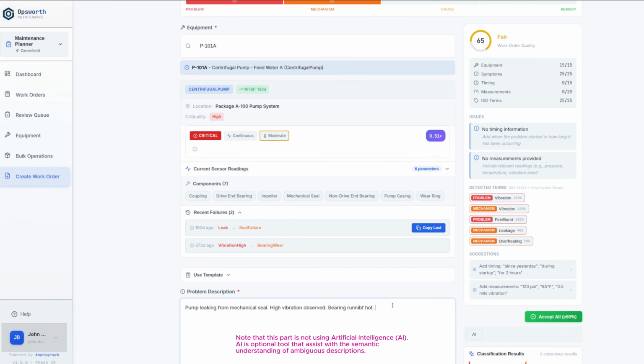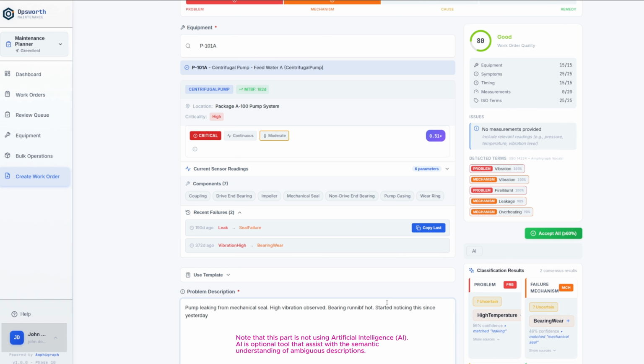The quality score shows 65, fair. Not bad, but look at the issues panel. No timing information and no measurements provided. The system is coaching us, telling us exactly how to make this better. Let's follow its advice. Started noticing this since yesterday.